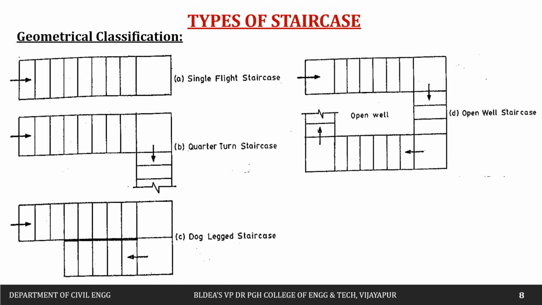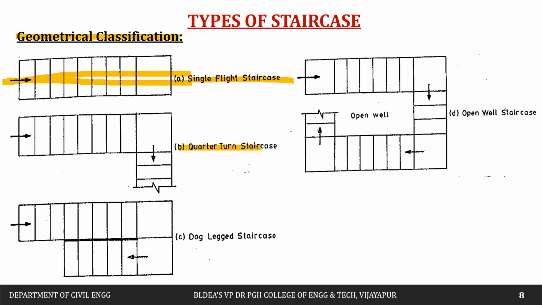Then next is the geometrical classification of staircase. We may have a single flight staircase. You can see here only one single flight we have. Here we are going to have a number of risers and treads, and at the end we are going to reach the next level. Only one single flight we may have.